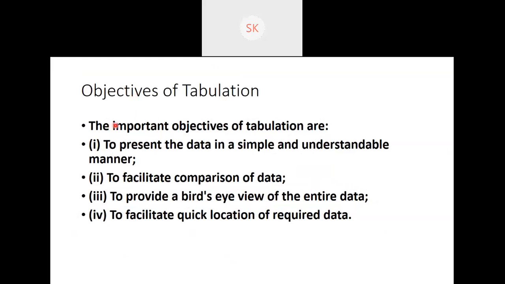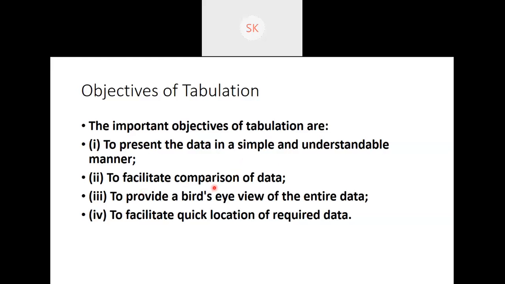Now, objectives of tabulation. So we understood what tabulation means. Now let's see a few of the objectives. First, to present the data in a simple and understandable manner. When you create a table, it is easy for everybody to understand. Moreover, you have to create a table in a very simple manner. If you add up too many numbers, it will be problematic. So while tabulating the data, make sure it is simple and understood by everybody.